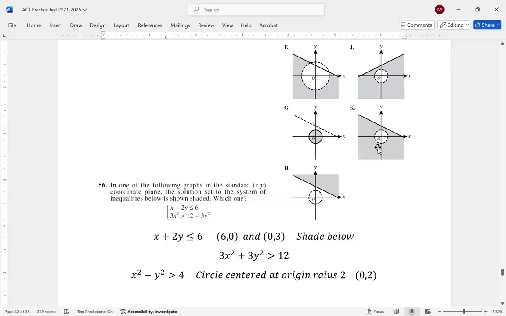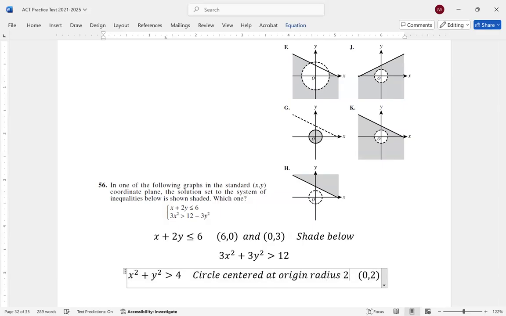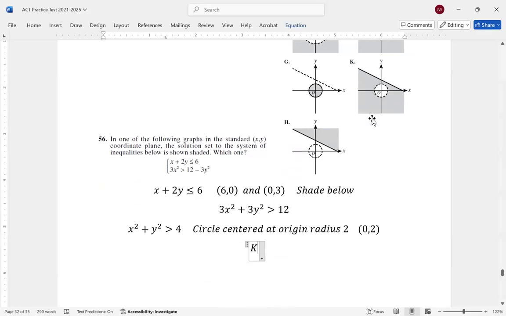And obviously, because it has radius 2, it only can get up to (0, 2). We know the line goes through (0, 3), and therefore we know the circle is going to be below the line. So K is the correct option for question 56. The circle stays under the line.